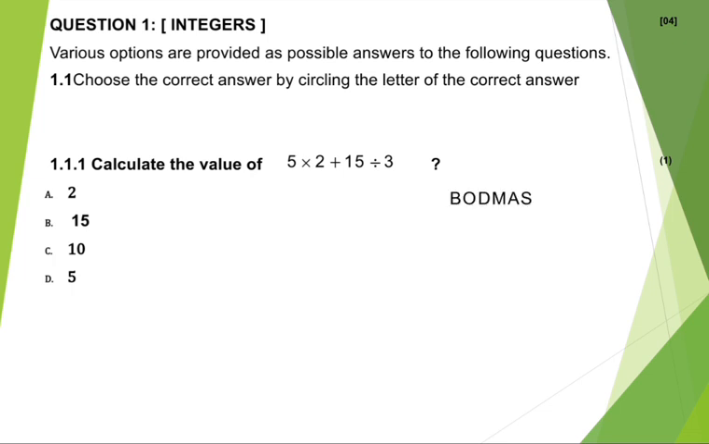So we're using BODMAS. If we look at BODMAS, first divide, which is our D. So we're going to look at 15 divided by 3, and that will give us 5. So it means we have 5 times 2 plus 5. Then the next one is multiplication. So it's 5 times 2, which gives us 10, which means we're going to have 10 plus 5. Our answer is 15, which is B. The correct option is B.